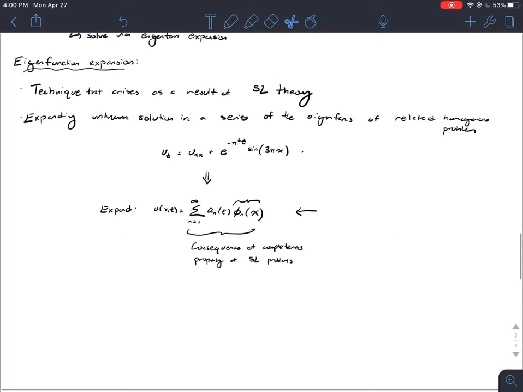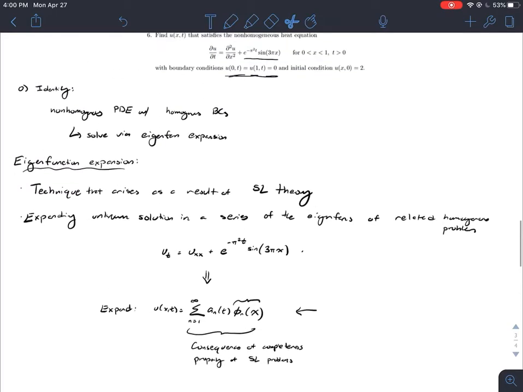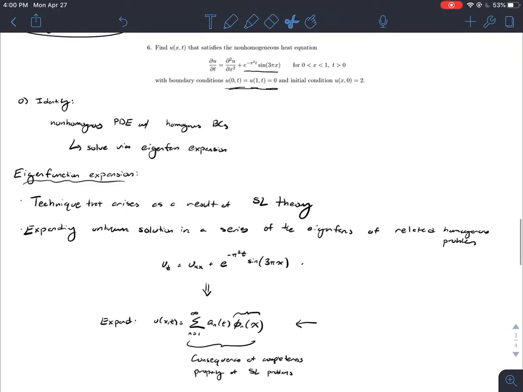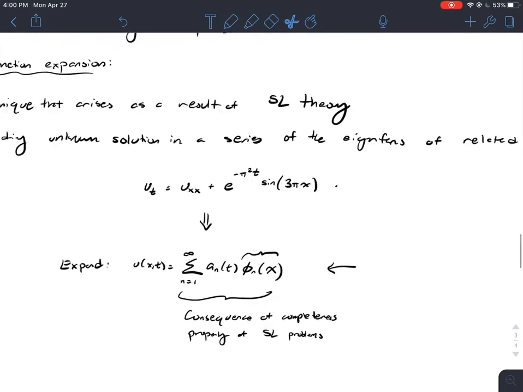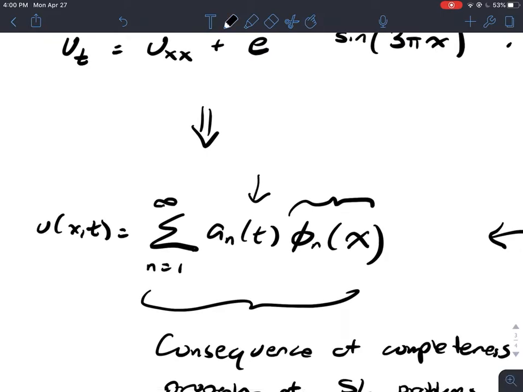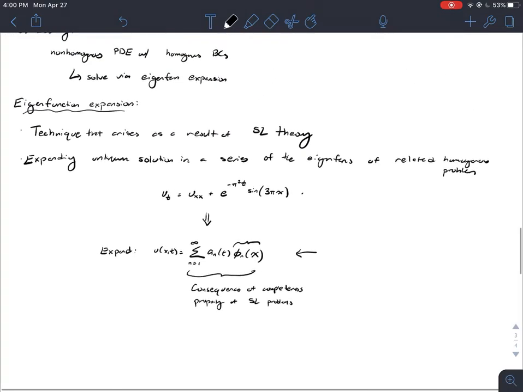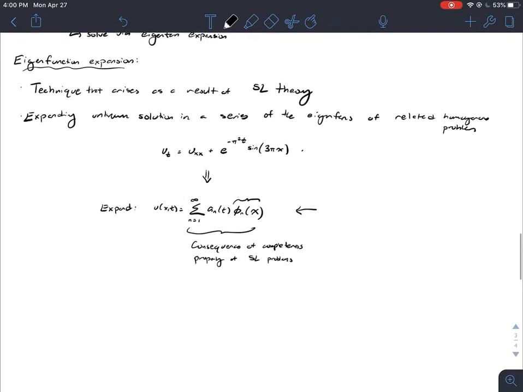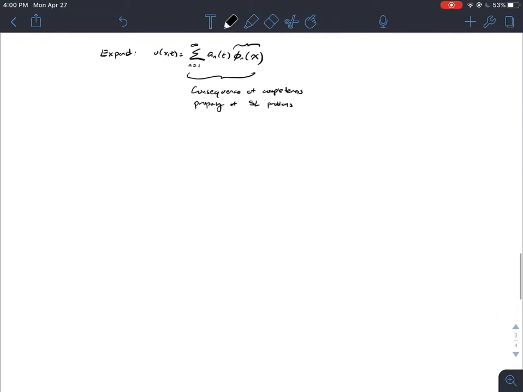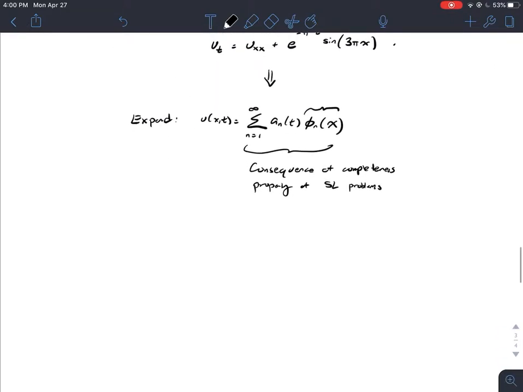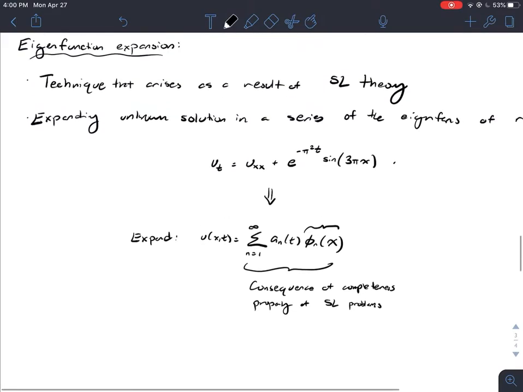So just to reiterate myself, the non-homogeneity of the problem is being forced into the coefficient a sub n of t. So this thing right here, right? That's where the non-homogeneity of the problem is going. The technique to solve these problems is really annoying. So let's start off by deciding on the appropriate expansion. We're going to essentially solve the related homogeneous problem first.